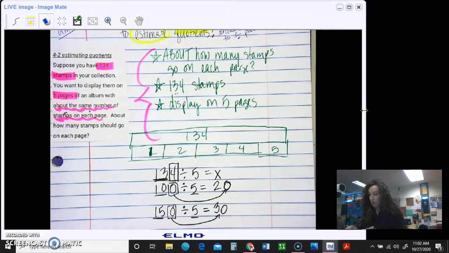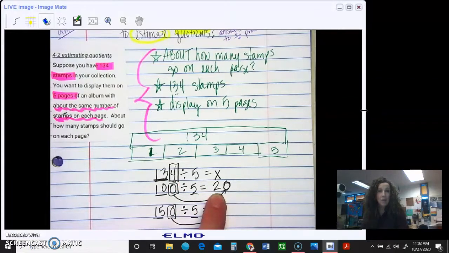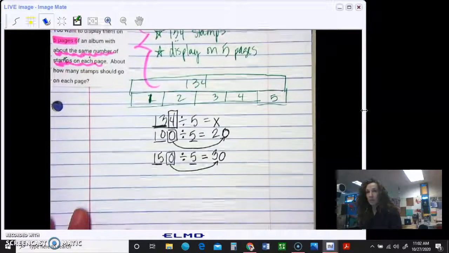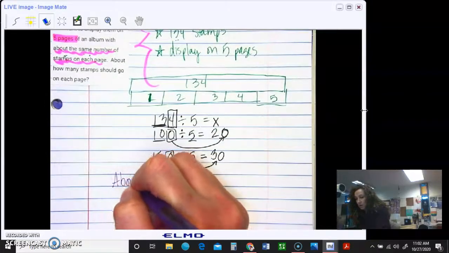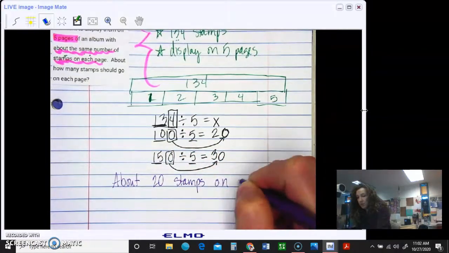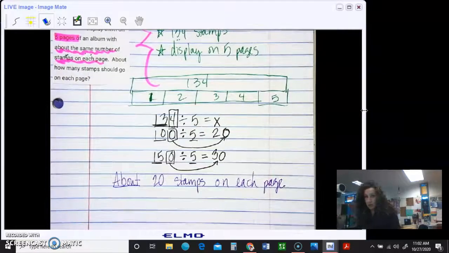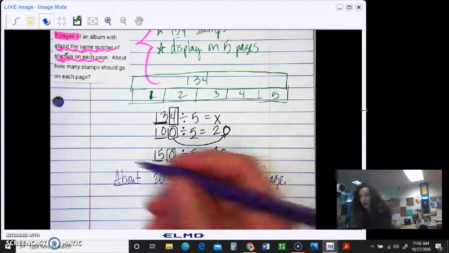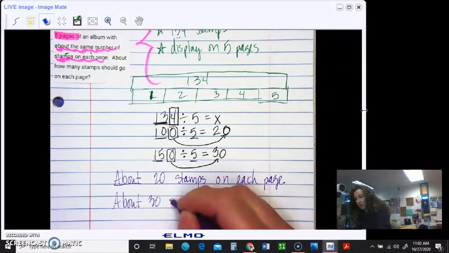So 134 divided by 5 is approximately 20, but it's also approximately 30. So our final answer here would be, sorry, I'm going to change colors, about 20 stamps on each page. Notice that. Or another correct answer would be about 30 stamps on each page.